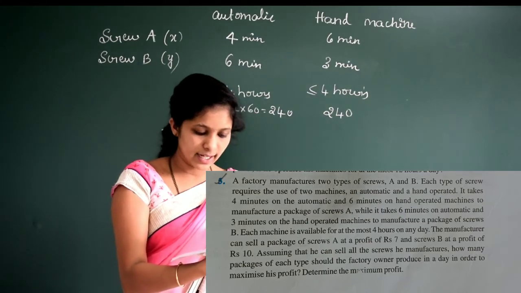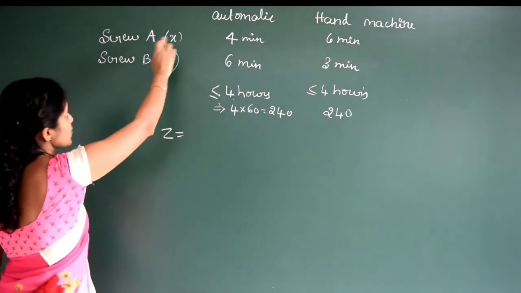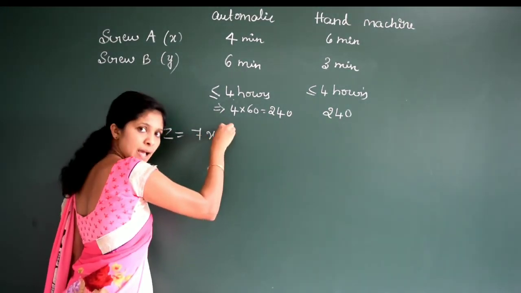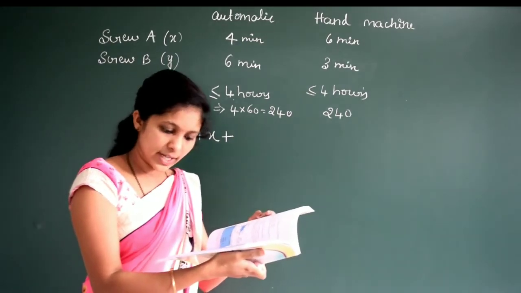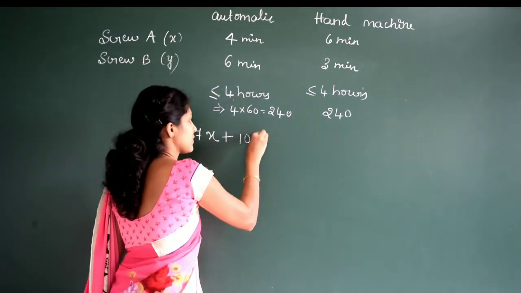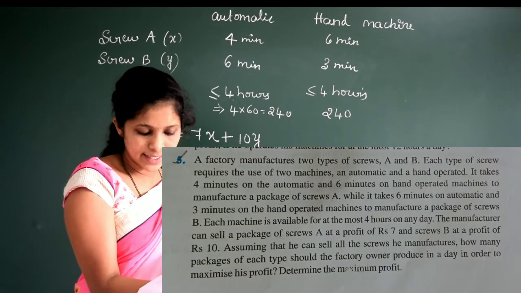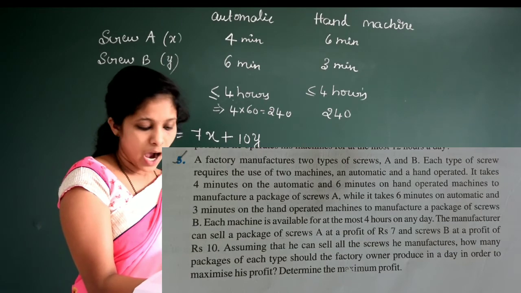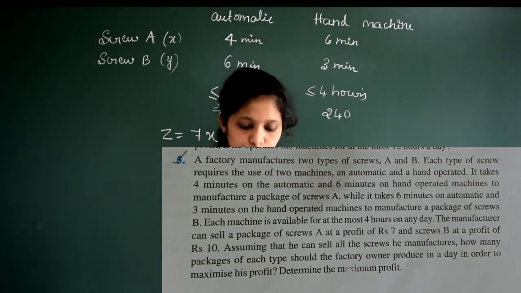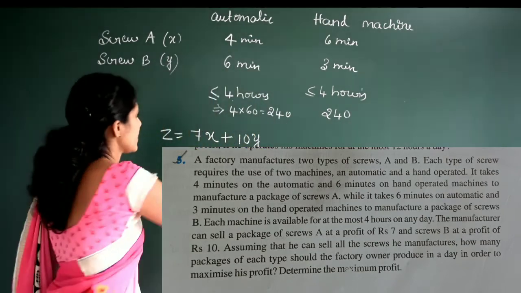Now after that, what is given? The manufacturer can sell a package of screw A at a profit of rupees 7. From the sale of screw A, they'll get the profit of 7 rupees, so this will be 7x plus. And screw B at a profit of 10 rupees, so this will be 10y. Is it clear? So this is the objective function. Assume that he can sell all the screws he manufactures. How many packages of each type should the factory owner produce in a day in order to maximize the profit? Determine the maximum profit. So we have to maximize this objective function.